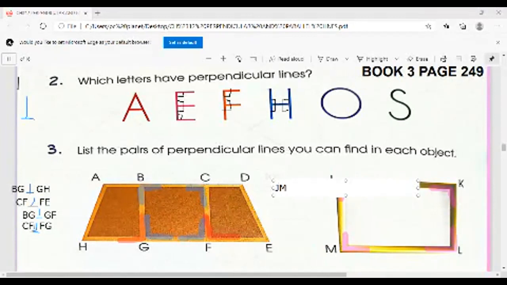JM is perpendicular to ML. Next, I would like to mention from ML, not N. ML is perpendicular to KL. Okay, I'm just moving toward this side. Second one. Now I'm moving toward my third one. Third one is JK is perpendicular to KL. And the last one is JK is perpendicular to JM.